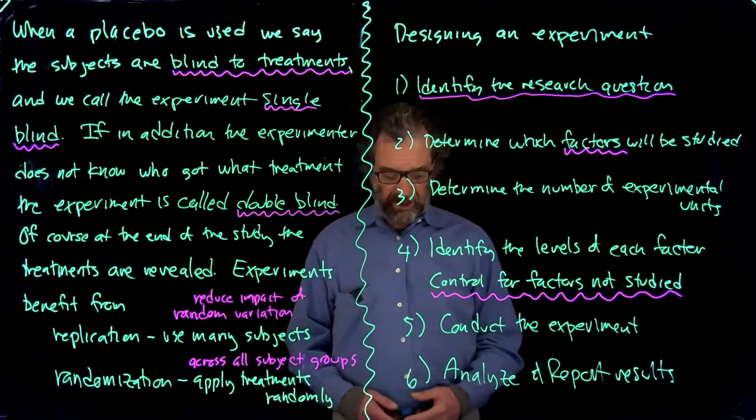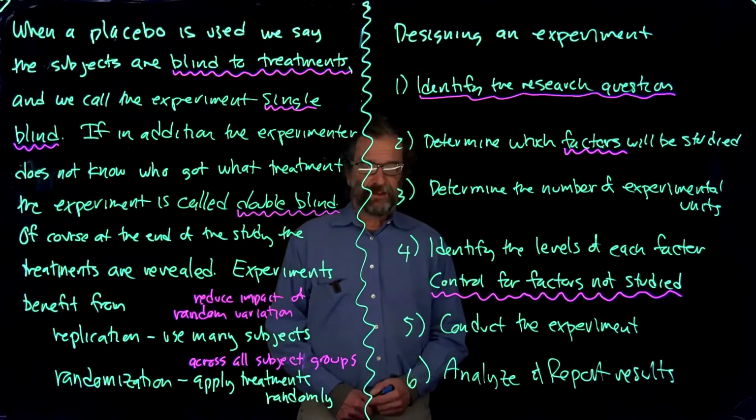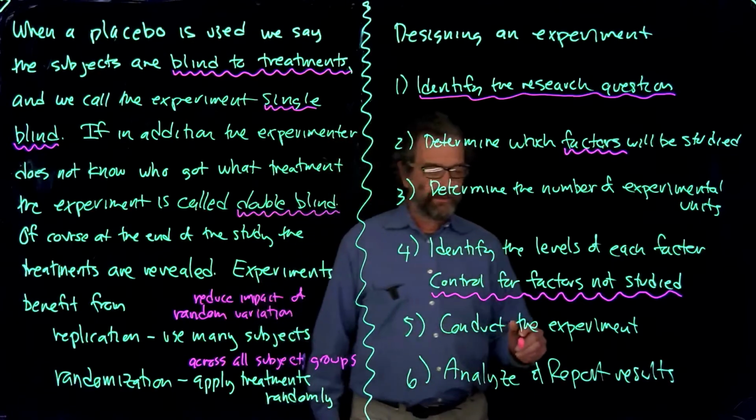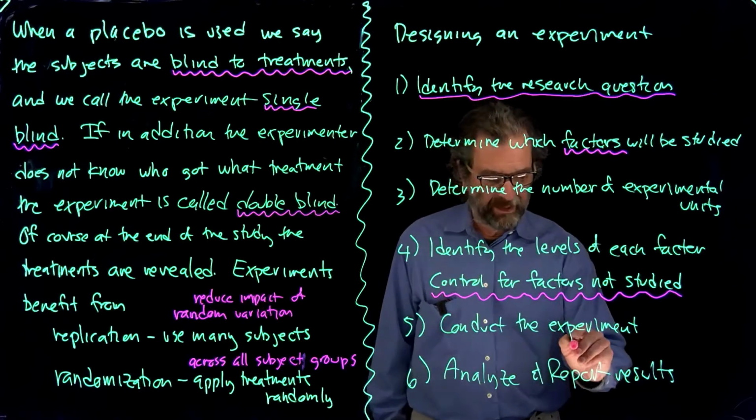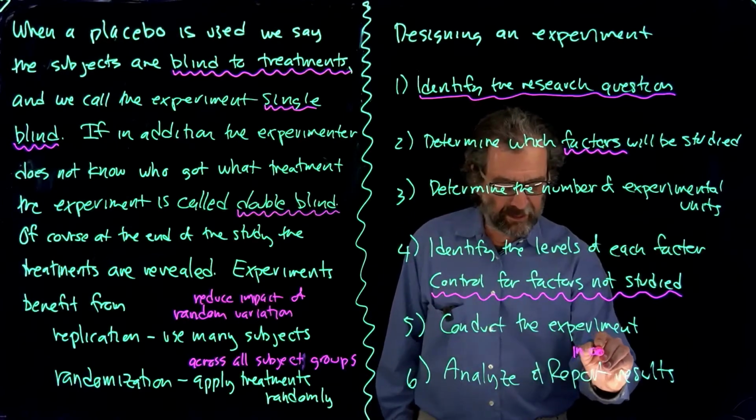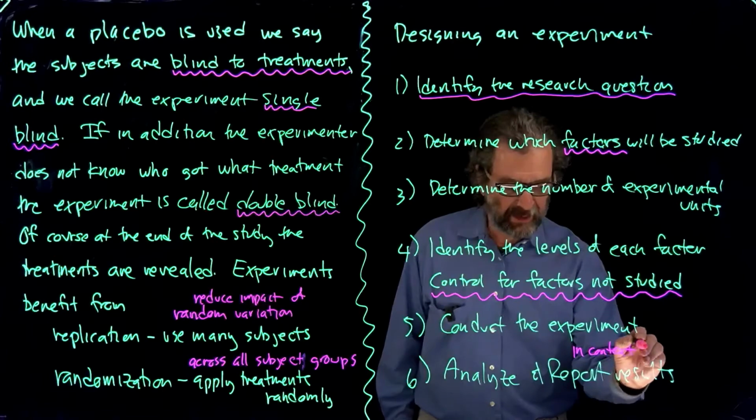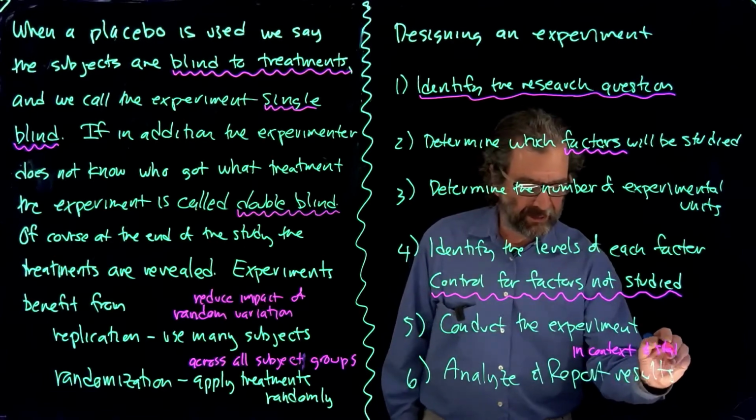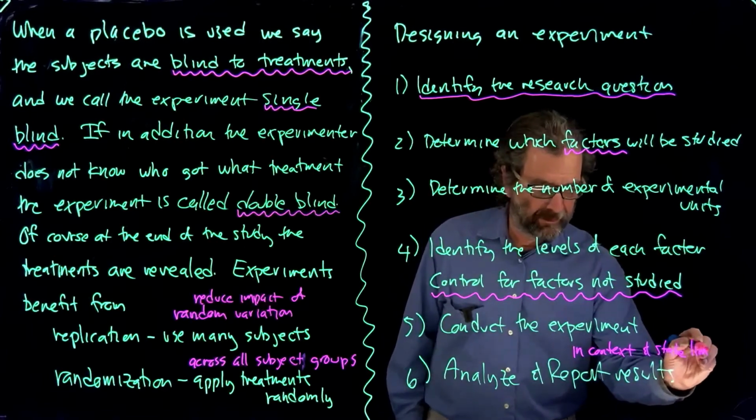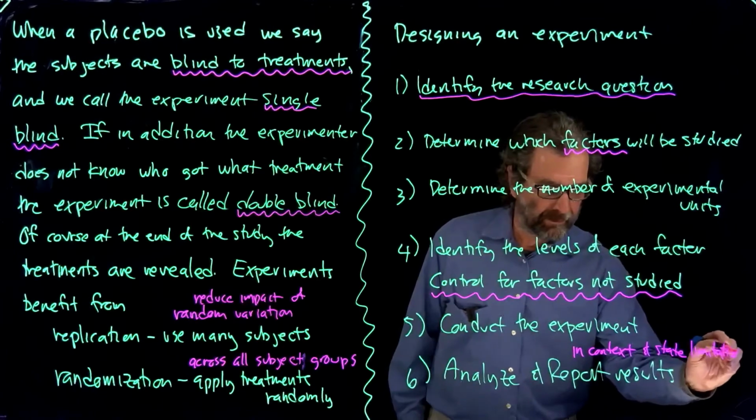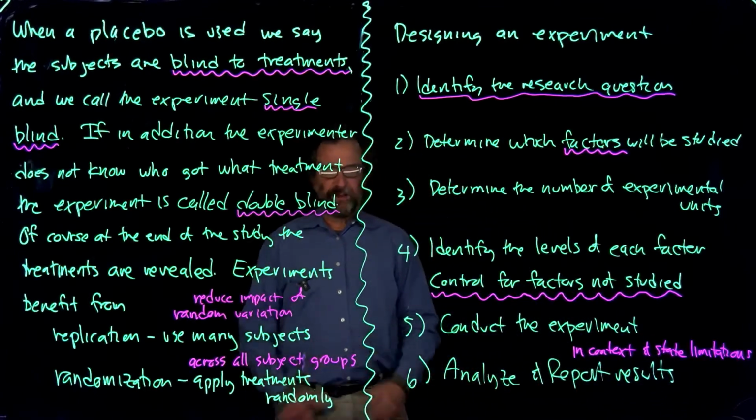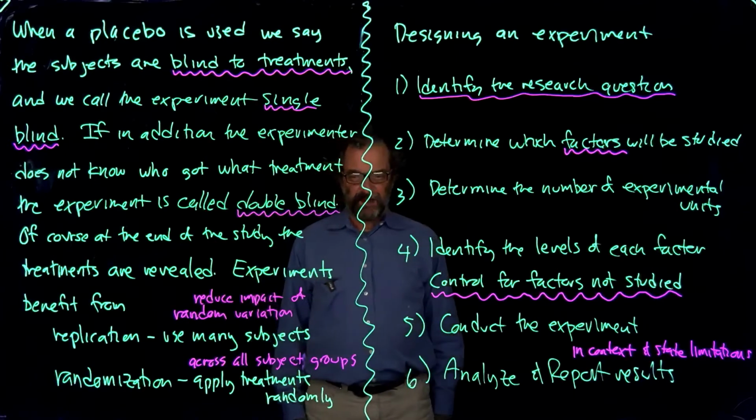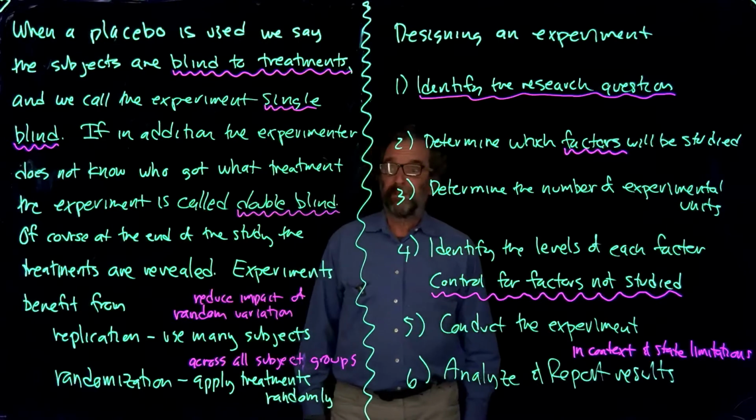Go ahead and conduct the experiment, okay, and then analyze and report results. And of course, as we said with surveys, you want to talk about limitations. So you want to say that in context and state limitations. So at the end of the day, you want to just give a summary of what you found and how sure you are of what you're concluding.